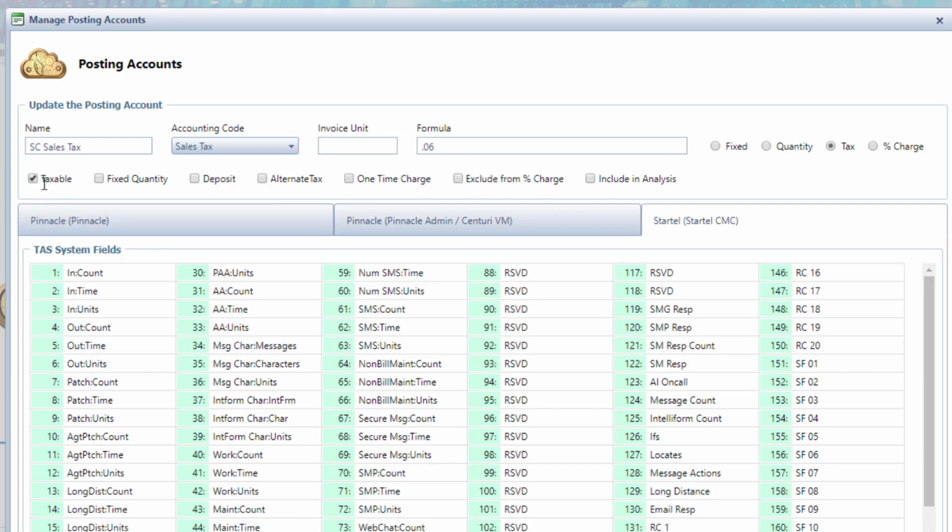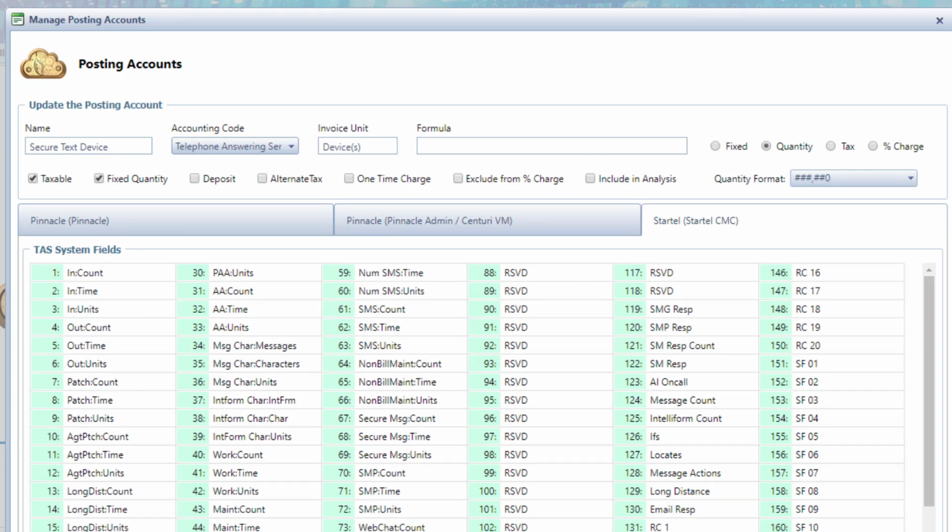and we're saying it's taxable, but this is actually a code telling that this tax applies to all posting accounts that are taxable in the system. Now this would not be included in analysis because this is not profit for us, of course. This is just a pass-through.